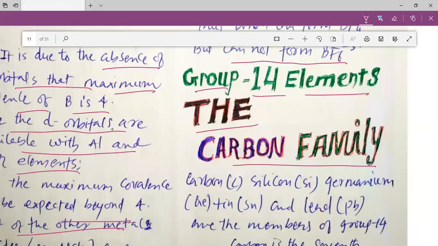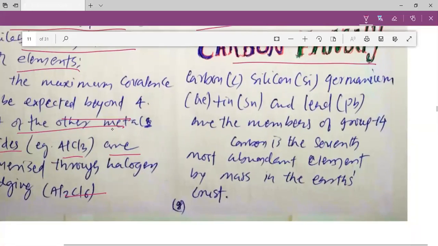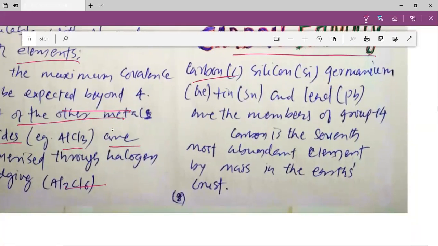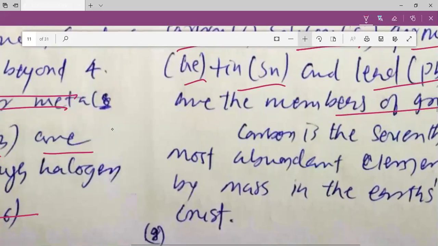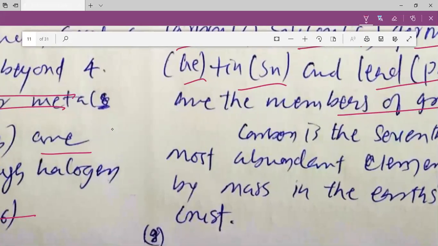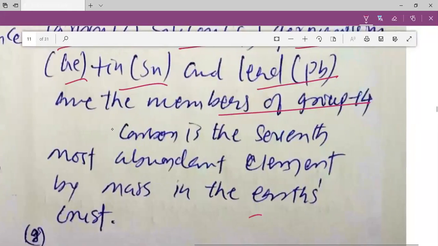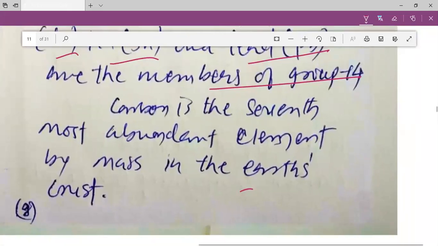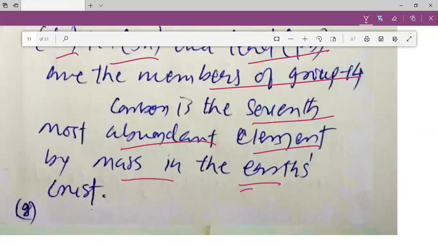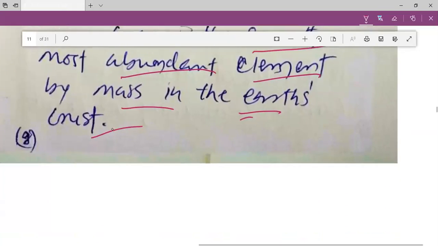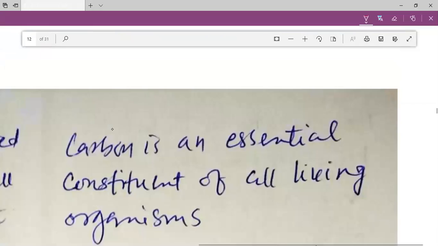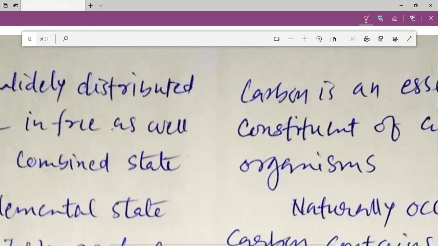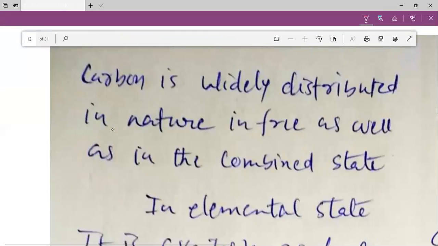Carbon family. Okay, so let's move forward and understand the carbon family. Carbon C, silicon Si, germanium Ge, tin Sn, and lead Pb are the members of the group 14 elements, which are known as the carbon family. So these are the elements present in group 14. Carbon is the 7th most abundant element by mass in the Earth's crust. Please remember that carbon is available in a huge amount in the Earth's crust, or carbon is widely distributed in the Earth.